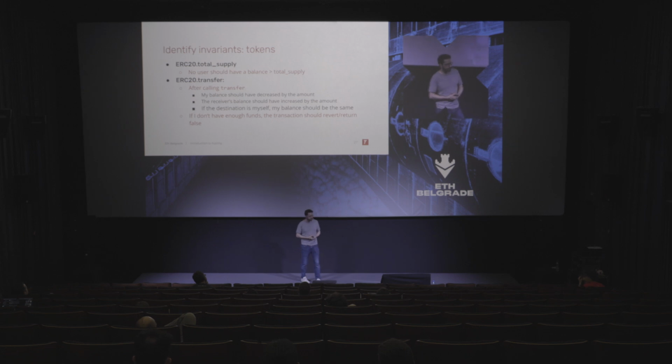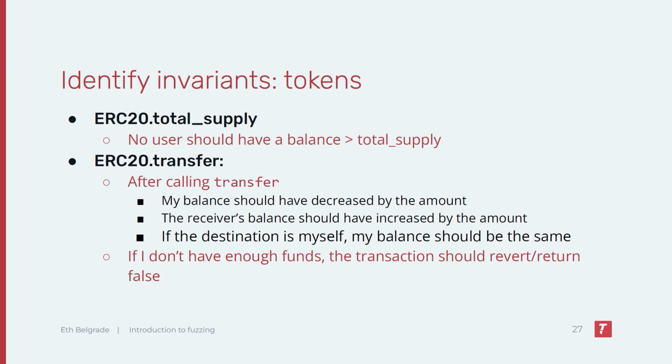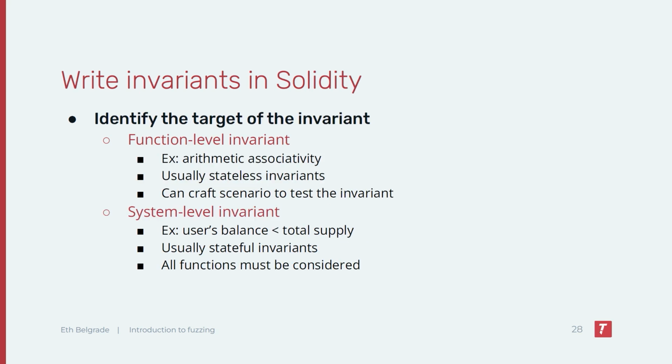Something to consider also is reverting or returning false: when the function is not supposed to be executable, it's not actually executed. For example, if you don't have enough funds, the transfer should revert or return false, depending on your behavior.